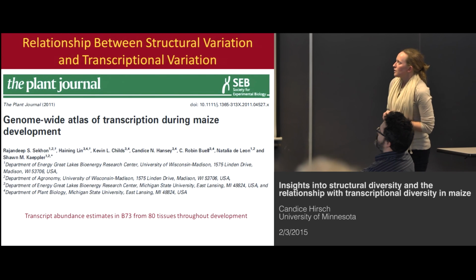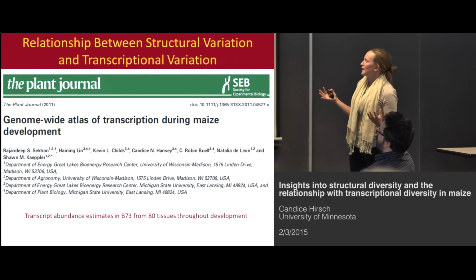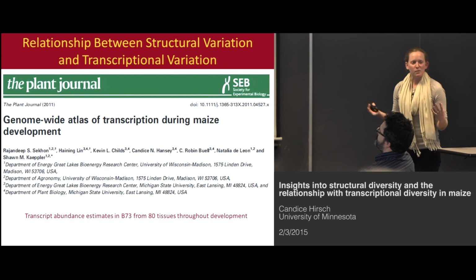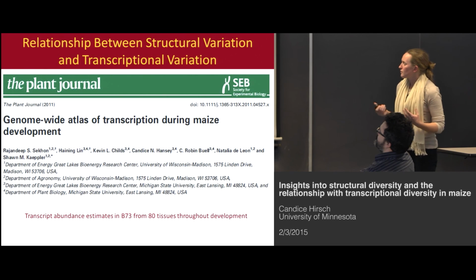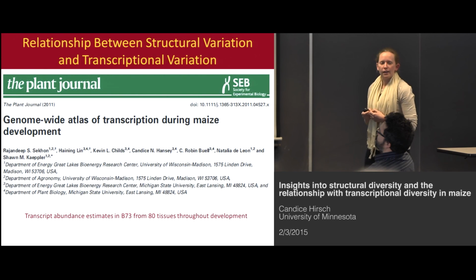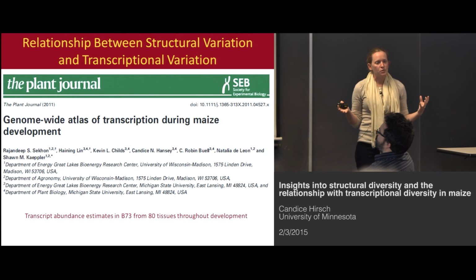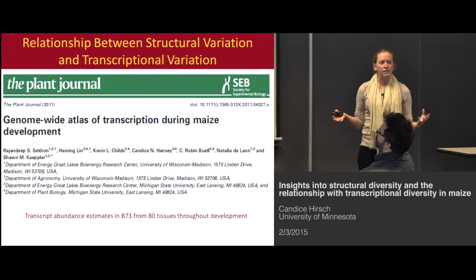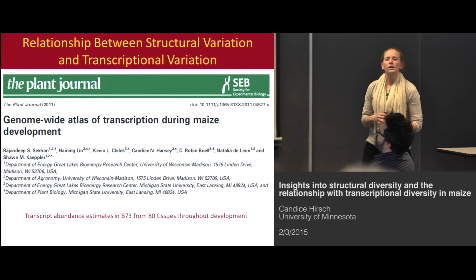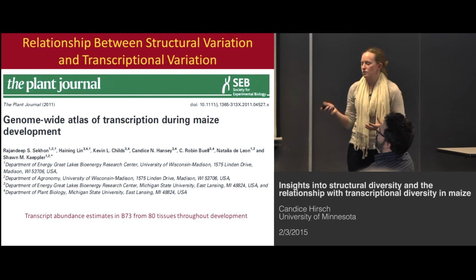Okay, so getting back to the title of the talk where I said we were going to look at the relationship between genome and transcriptome variation, we previously had developed a gene atlas for B73 where we took 80 different tissue types throughout development and did RNA-seq on them for B73 so that we could have a roadmap of what the transcriptome of these different tissue types looks like.